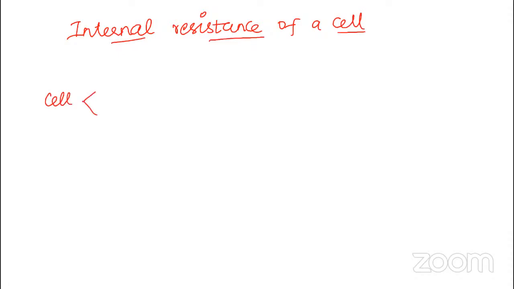Internal resistance of a cell. So first we should know what is meant by that cell. We have a TV remote and all, where we use the cell, right? It has one positive and one negative terminal. So a cell has positive and negative terminals.